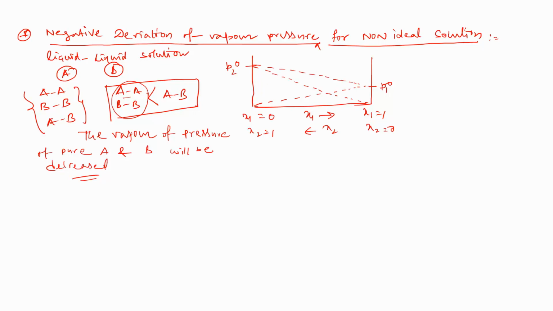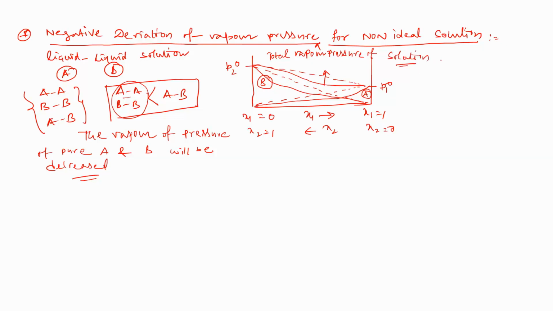So then the curves will look like that. This is for the B component and this is for the A component. Just think about it: when the vapor pressure of the pure A component is decreased and the vapor pressure of the pure B component is also decreased, the total vapor pressure of the solution will also decrease. So it will be like that. This is the total vapor pressure of the solution.